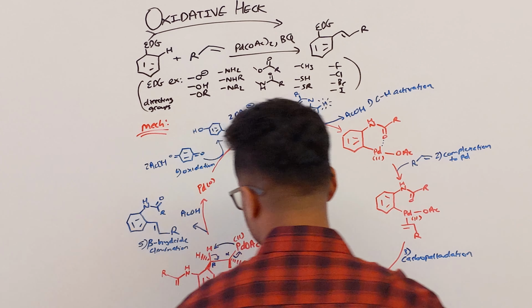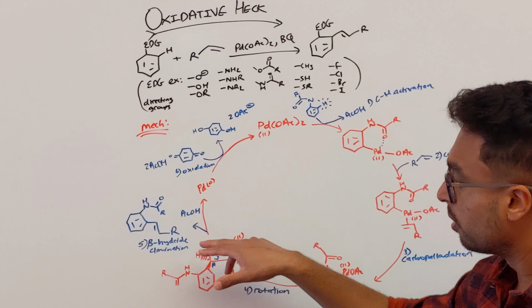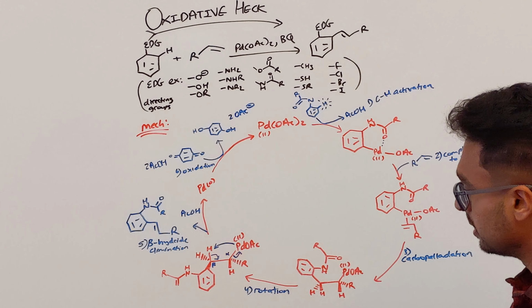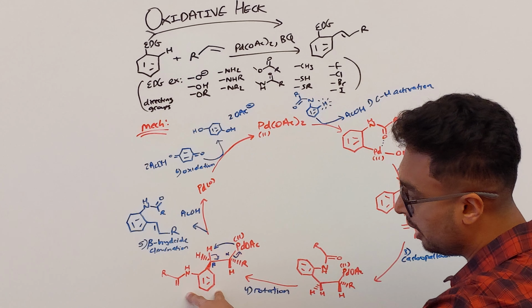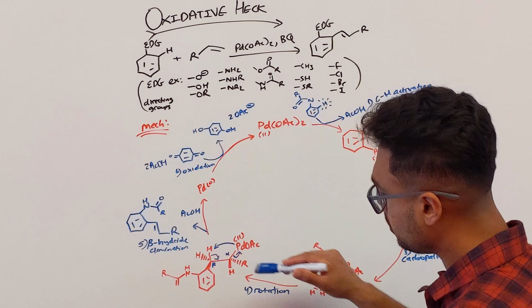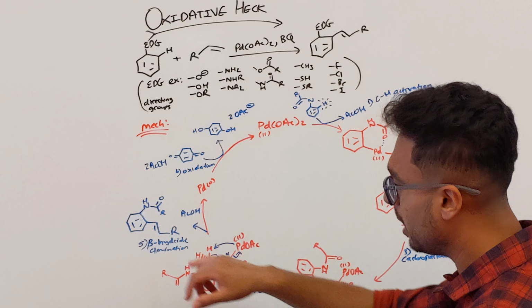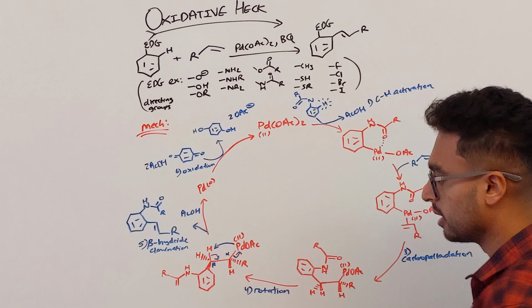So the rotation must happen. Your aryl group has to come outside in order for beta hydride elimination to take place. So now you see your aryl is now pointing outside, right? It's coming out of the page. So now this palladium is going to grab that hydrogen. You're going to have that beta hydride elimination to form this substituted alkene.